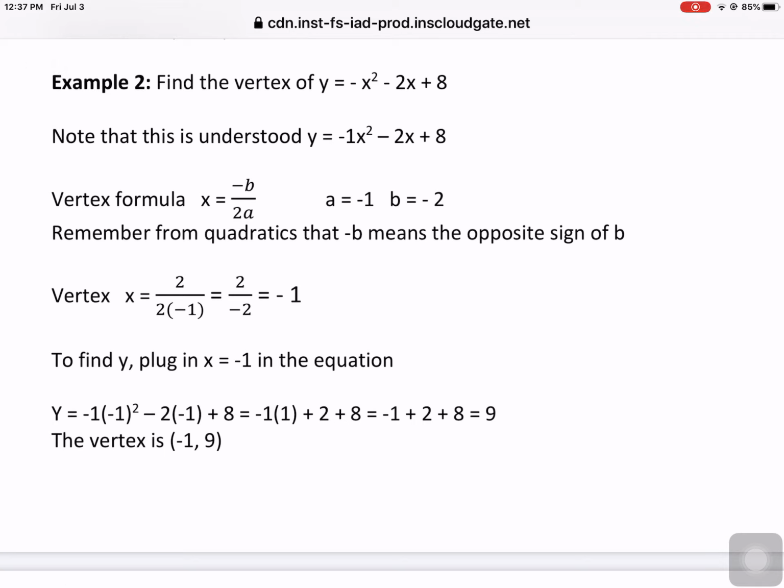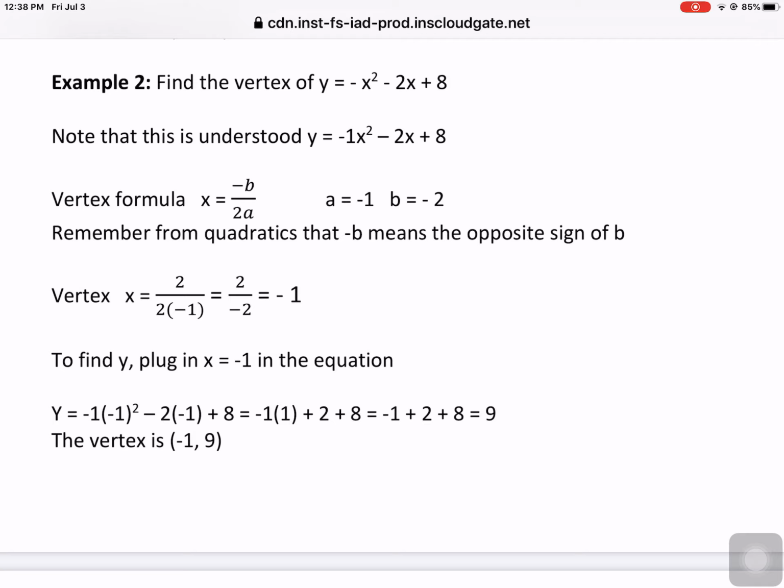Example 2. Find the vertex of y equals negative x squared minus 2x plus 8. Note that this is understood as y equals minus 1x squared minus 2x plus 8. The vertex formula, x equals negative b divided by 2a. A equals negative 1, b equals negative 2. Remember from quadratics that negative b means the opposite sign of b. So the vertex, x equals, the opposite of negative 2 is positive 2, over 2 times negative 1, which is 2 divided by negative 2, which equals negative 1.